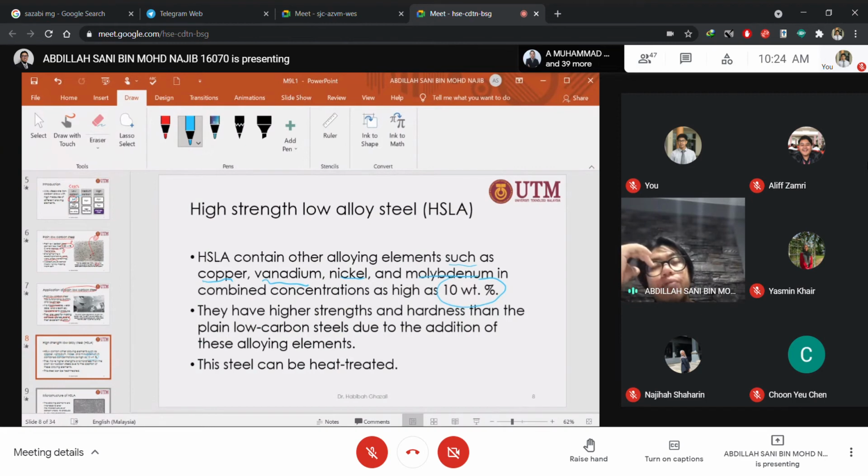So they have higher strength and hardness than plain low carbon steel due to the addition of these alloying elements. So it is very understandable. You have the same amount of carbon content, but you have more alloying element. So you have more distortion of the plane, because if we recall how this alloying mechanism works, we have the substitutional and interstitial.